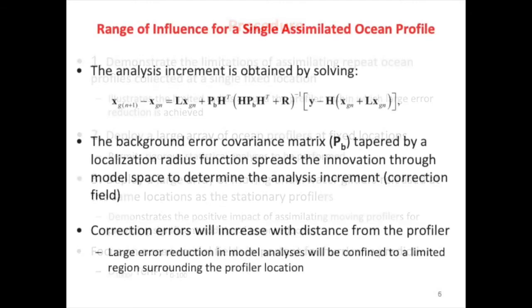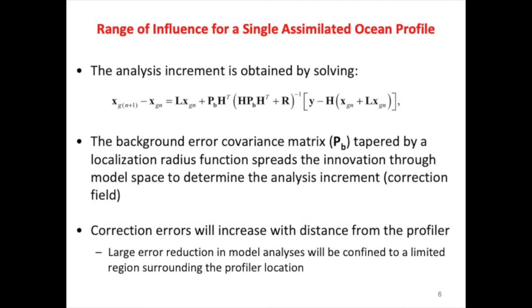Next slide. To understand what is happening, we run our DA system with a daily update cycle, and the analysis increment is calculated by the equation shown. The key point here is that the background error covariance matrix, which is tapered by a localization radius function, spreads the innovation through model space to determine the analysis increment for the correction of the model fields. And as a result, of course, you expect the greatest correction at the location of the profiler, but the error is increasing away from it. And the OSSE system will demonstrate how important that is. Next slide.